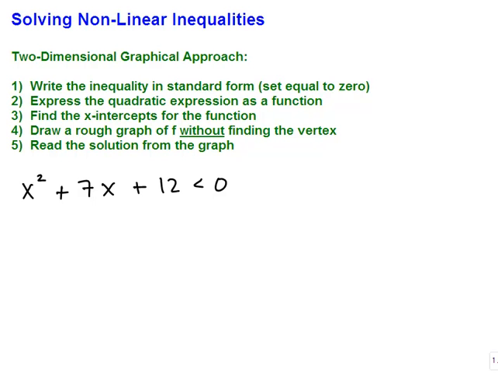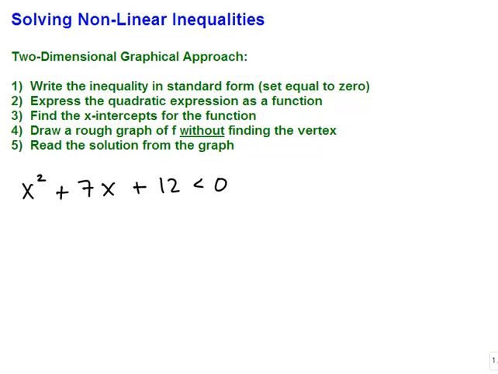Welcome to the lecture on solving nonlinear inequalities. In this set of notes, we're going to learn about how you can find solutions to inequalities involving polynomials or rational expressions that are nonlinear. So they're going to have powers bigger than 1.